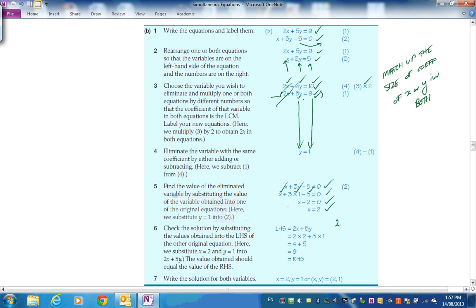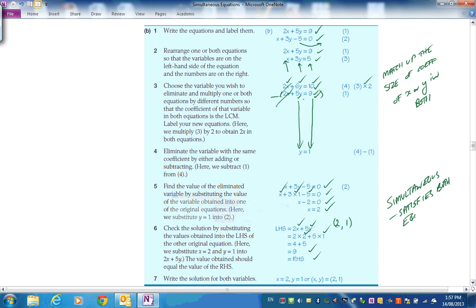Substitute 2 and 1 in place of x and y in here. There it is, and it checks. So we have checked the fact that the solution is truly simultaneous. It satisfies both equations at the same time.